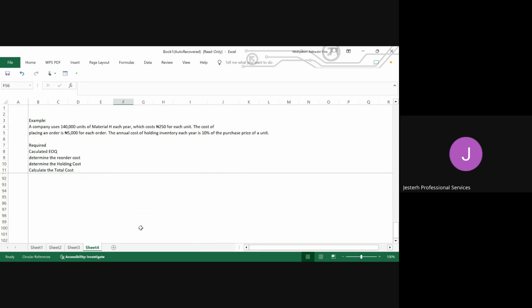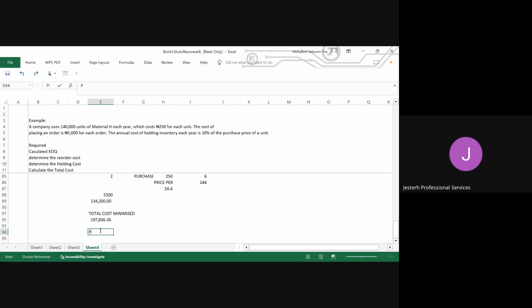Now you will say our total costs minimized. Now it's going to be our holding costs plus the ordering costs. Now this is what our total cost is going to be.